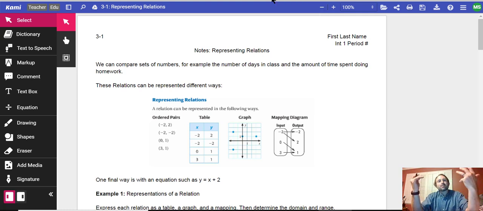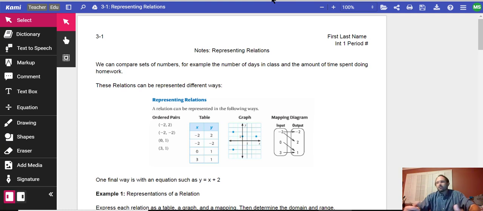So we're going to talk about our notes, representing relations. Whenever we have two different bits of data, we can relate them. This is a relation. So for example, the number of days in class we've had, as well as the amount of time spent doing homework.